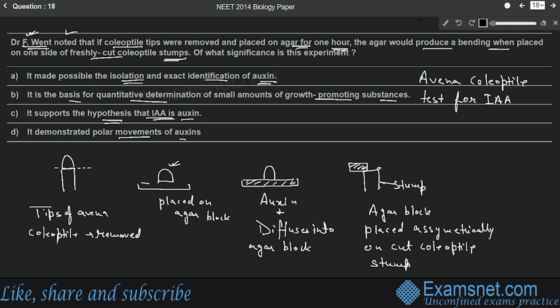As a result, what happened? The coleoptile showed a typical curvature. It became curved like this. On this side the agar block was kept and it moved like this. A typical curvature was shown by the coleoptile, and it was basically due to the polar movement of auxins. Therefore, the correct answer will be option number D, that it demonstrated polar movements of auxins.